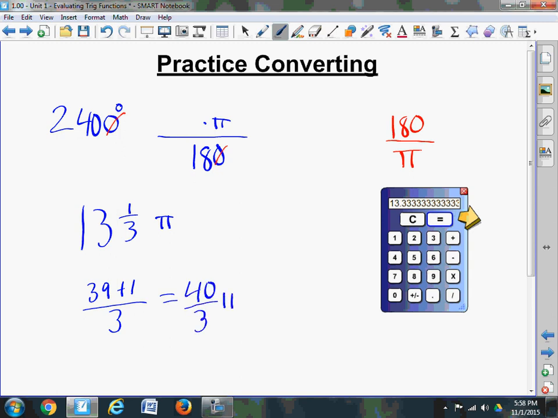Still have to have some knowledge of fractions though, and if I couldn't get that fraction, now some of you guys have calculators where it'll just go to 40 over 3, and if it does, that's great. A fancier calculator, you could easily just go 2,400 divided by 180, gets you that fraction. Let's look at one real quickly too. If I was starting in radians, just for an example.